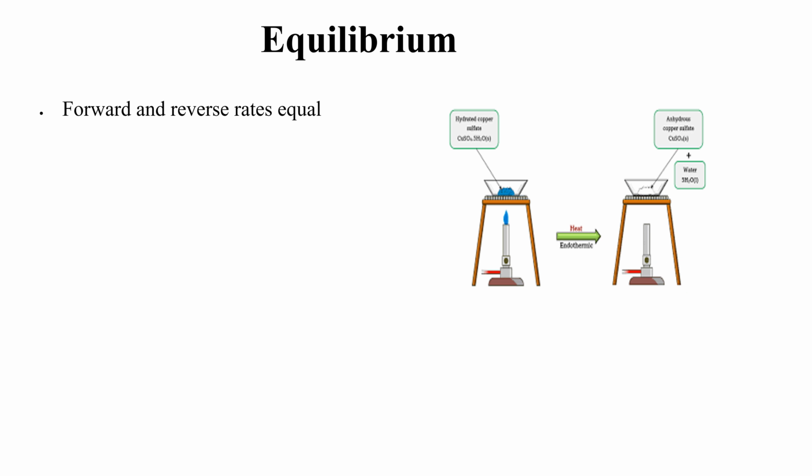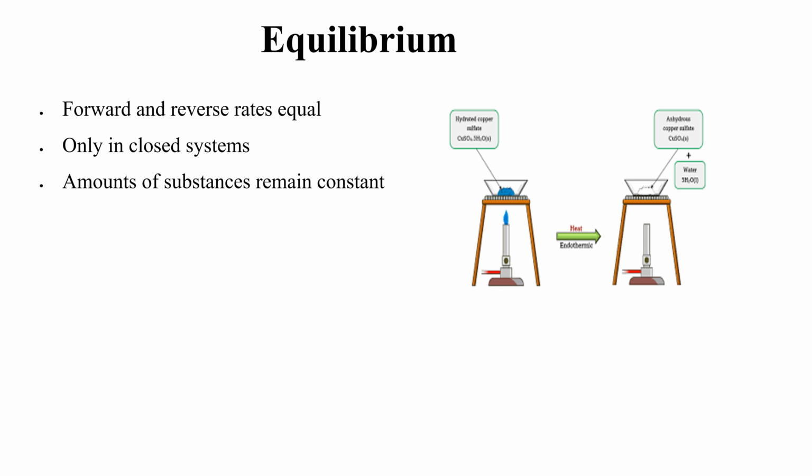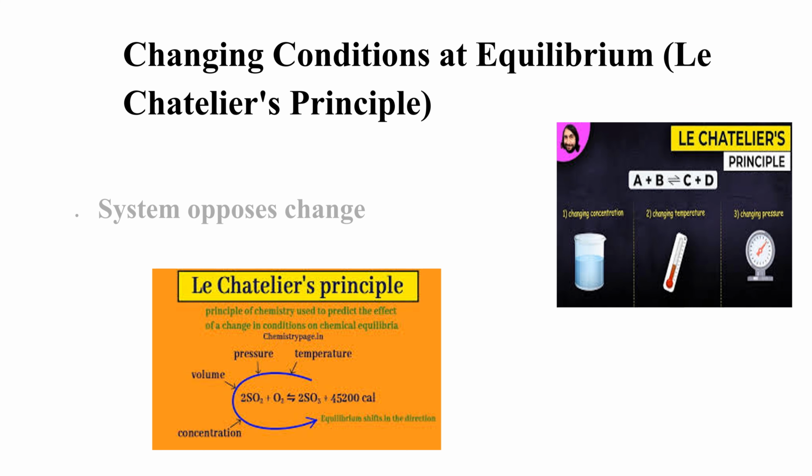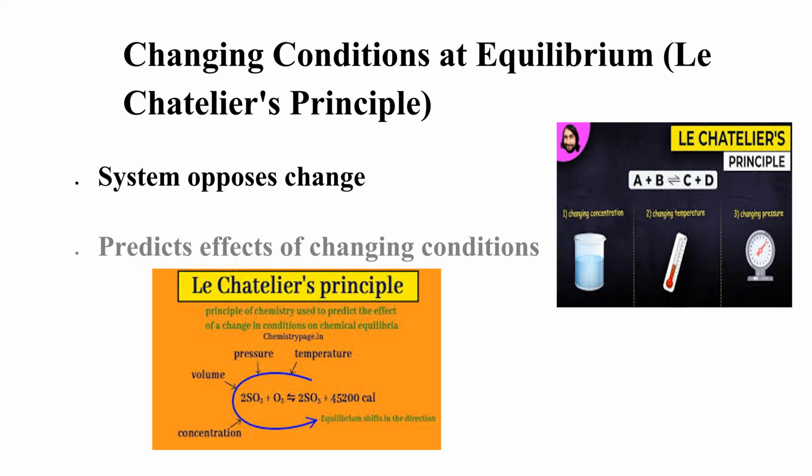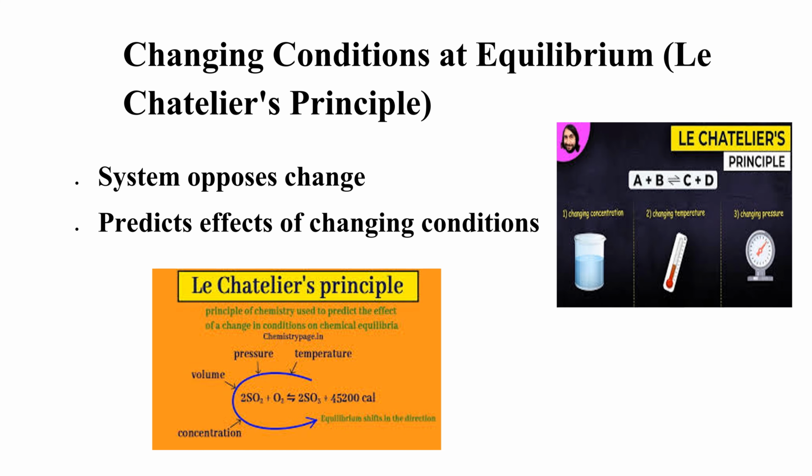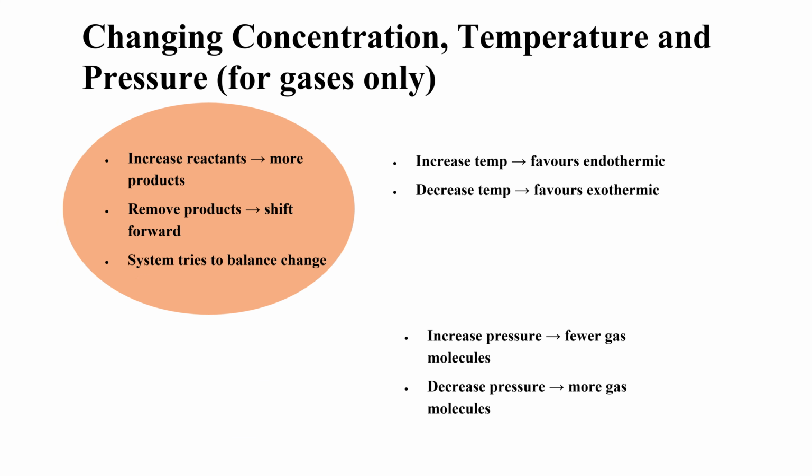Equilibrium happens in reversible reactions when the rate of the forward reaction equals the rate of the reverse. This only occurs in closed systems where no substances escape. Le Chatelier's principle states that if you change the conditions of a reaction at equilibrium, the system will adjust to oppose the change. If you increase the concentration of reactants, the system makes more products.